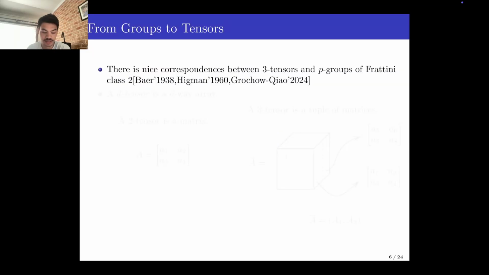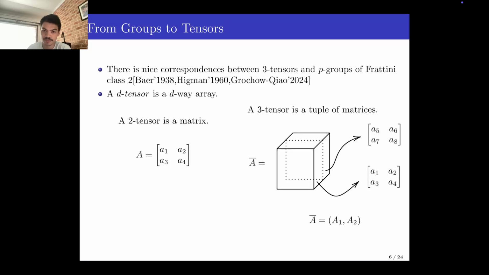In order to do this, we need to make some nice correspondences between 3-tensors and p-groups of Frattini class 2, which we can do using the work of Baer, Higman, and Grochow-Qiao. In our setting, what we mean by a d-tensor is a d-way array, and a 2-tensor is a matrix, and a 3-tensor is a tuple of matrices.